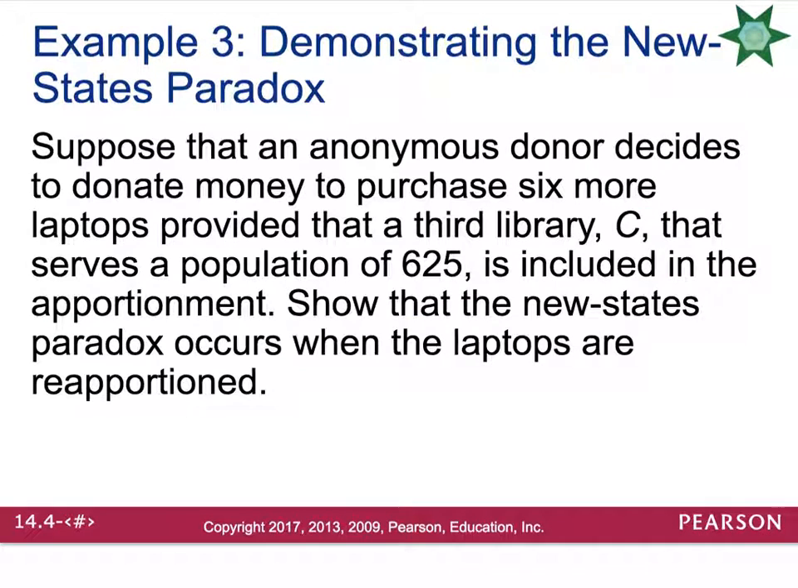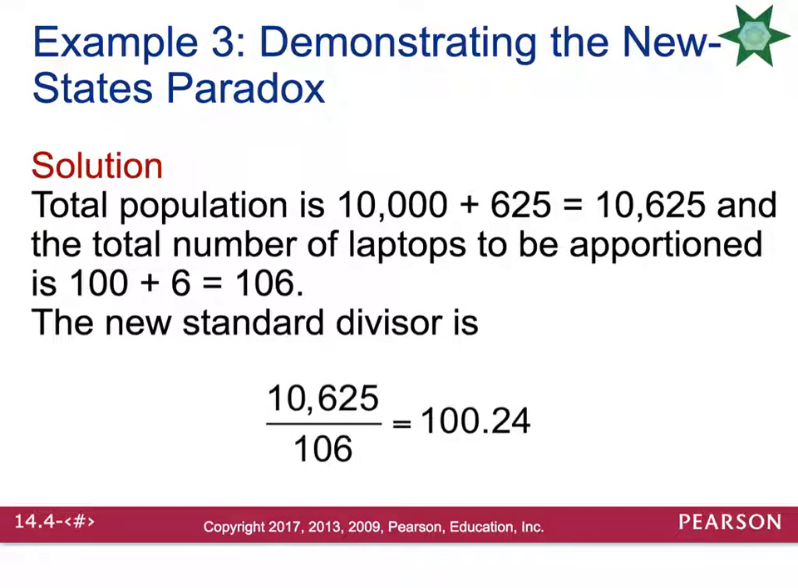So suppose that an anonymous donor decides to donate money to purchase 6 more laptops, provided that a third library, Library C, which serves a population of 625, is included in the new apportionment. So show that the new state's paradox occurs when the laptops are reapportioned. So now your population is 10,625 people. The total number of laptops is now 106. So your new standard divisor is 100.24.